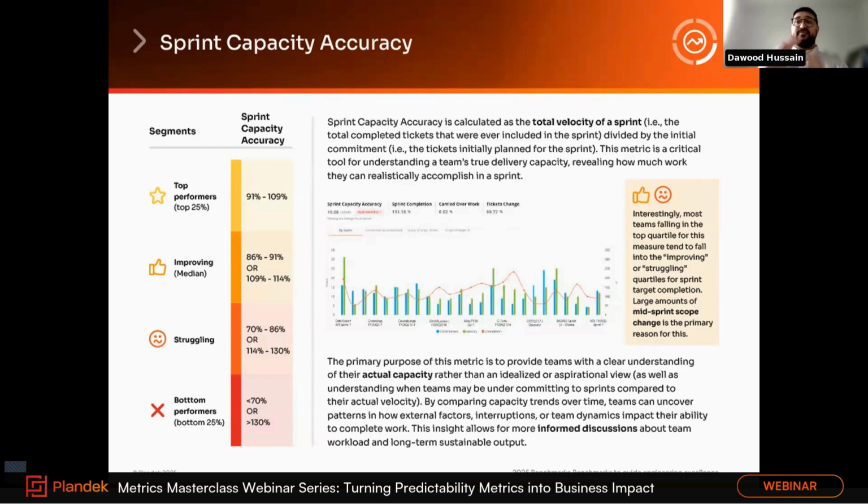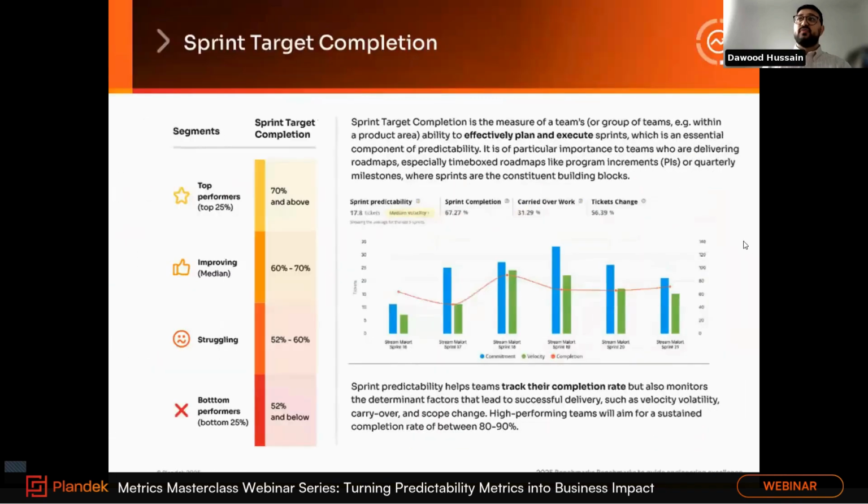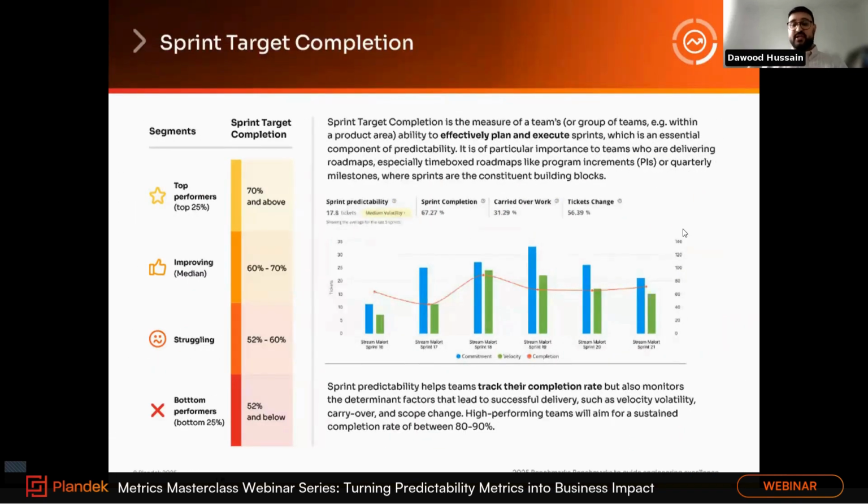Sorry, I think I've misspoken there. So too far below that range, and that means the team are underloading and playing it safe, and too far above that range means you're constantly overcommitting and then under delivering, and that's not where you want to be. So capacity accuracy is a critical input into your sprint planning hygiene. Regularly reviewing this allows teams to calibrate your expectations over time too. So that's the first one. And when we go into the dashboard, I'll show you how to configure that within the metric settings as well. The second one is your sprint target completion.